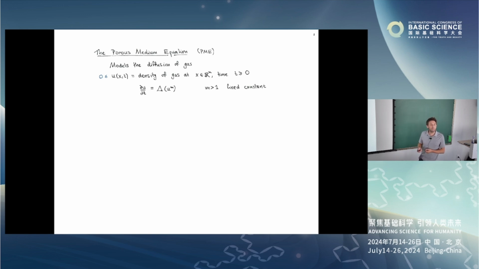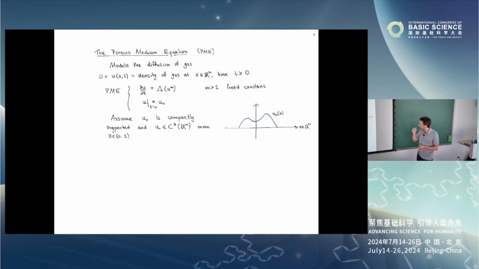With this power m, this makes it into a very nonlinear equation indeed. I suppose I have some initial data, let me call it u0, and I'll call this equation the porous medium equation, or PME. Okay, so let me say a little bit about this equation.